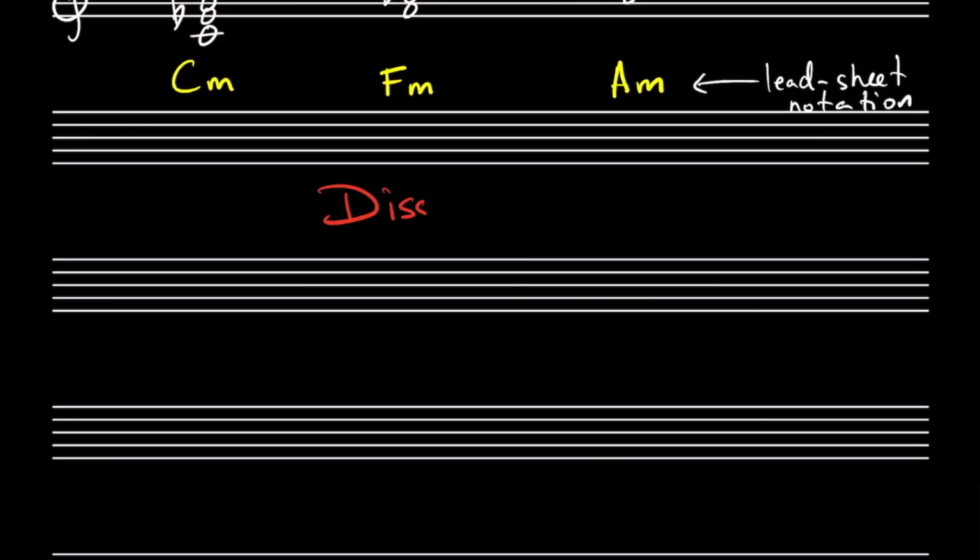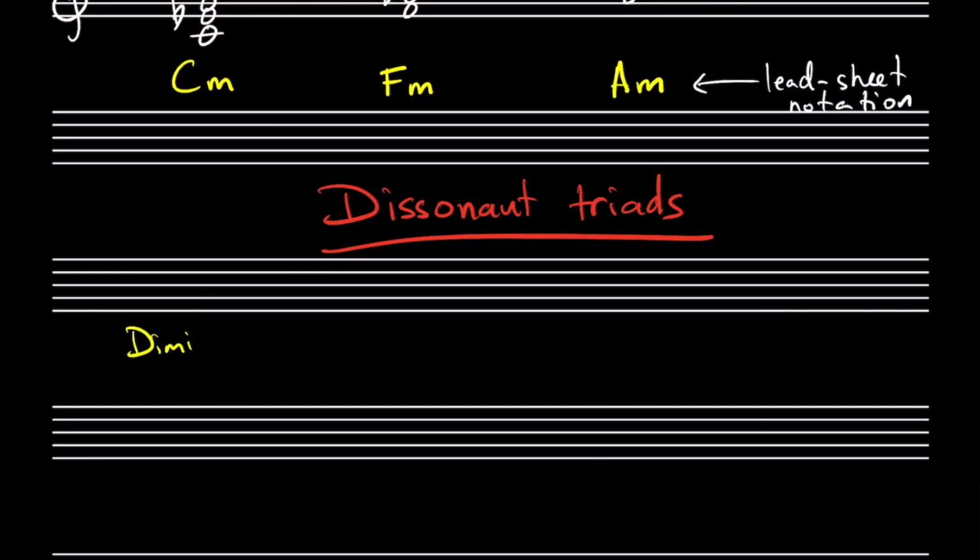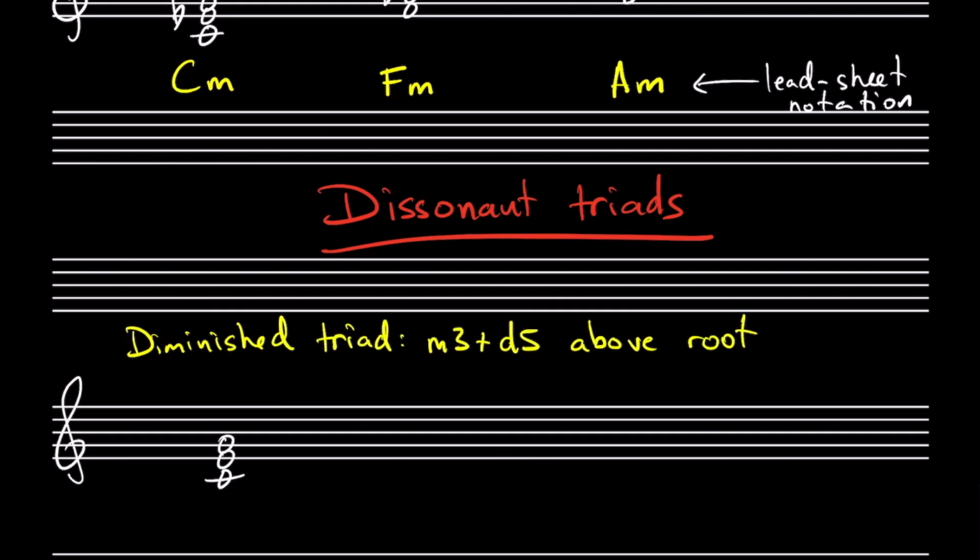There are also 2 dissonant triad types. The diminished triad has a minor third and a diminished fifth above the root. So C diminished would have a C, an E flat, and a G flat. And we write that in lead sheet notation with a little circle after the root. An F diminished triad would have an F, A flat, and C flat. And an A diminished triad would have A, C, and E flat.